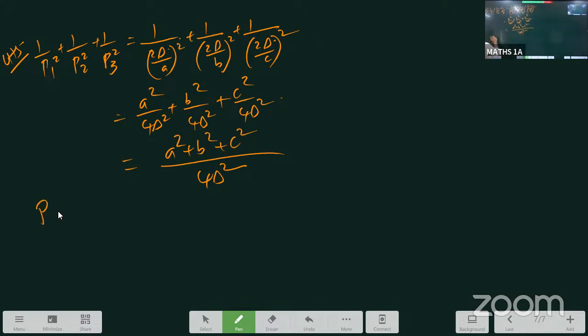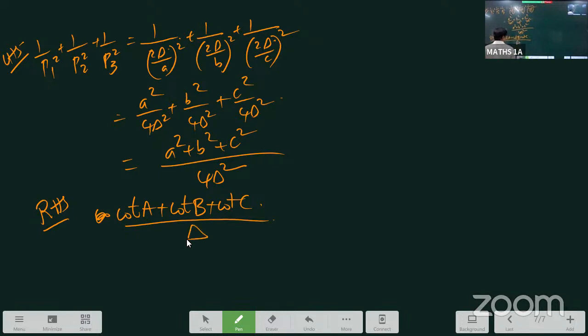Now, what is your RHS? That is cot A plus cot B plus cot C, divided by delta. But again, same. What is cot A? I will put 1 by delta outside, summation cot A. That is nothing but 1 by delta summation.